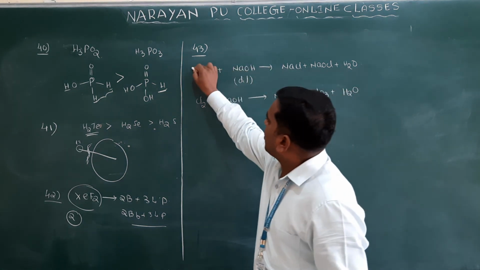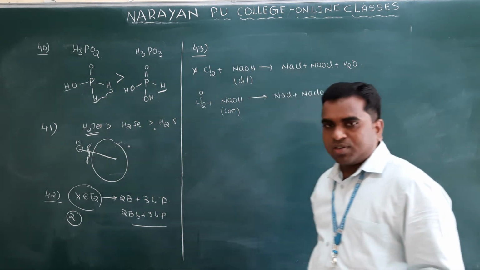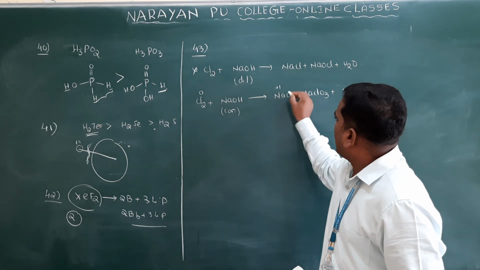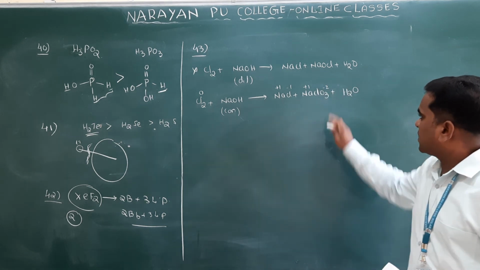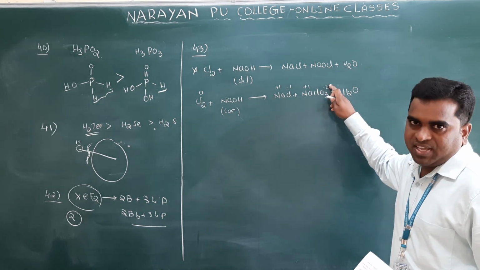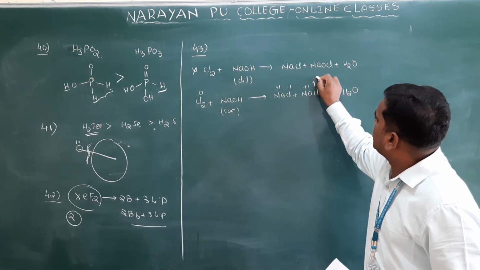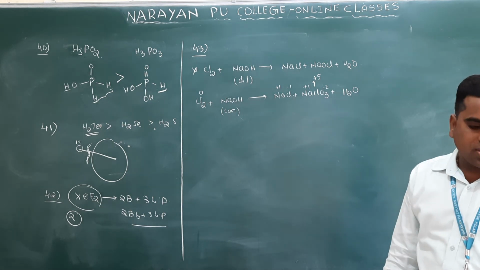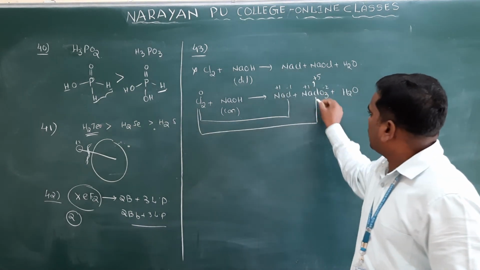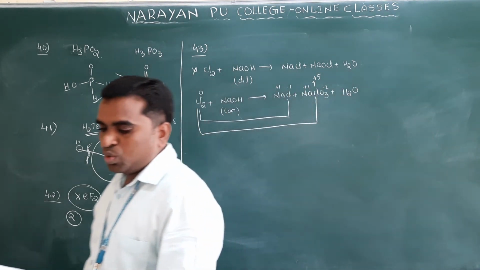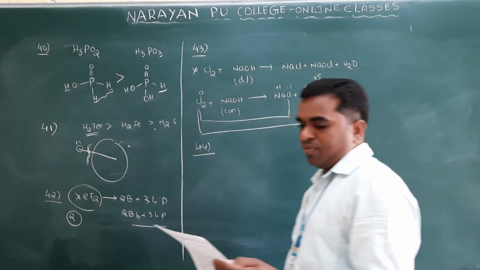So now they are asking about the oxidation state here. In elemental form, the oxidation state is 0. In NaCl, sodium is +1 and chlorine is -1. In NaClO3, sodium is +1, oxygen is -2, so 3 into -2 is -6, and with +1 that makes -5 in total, so chlorine should be +5. So chlorine's oxidation state goes from 0 to -1, and from 0 to +5. Option 2 is the correct one. Clear?